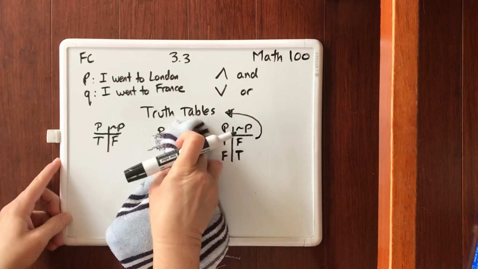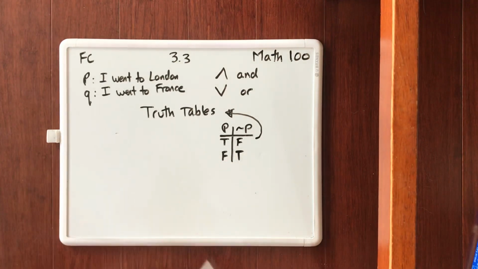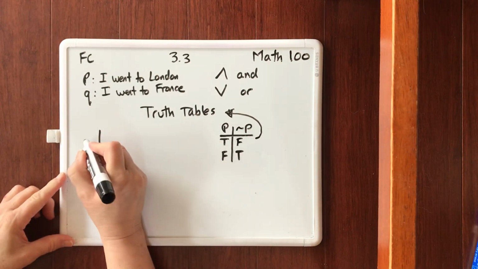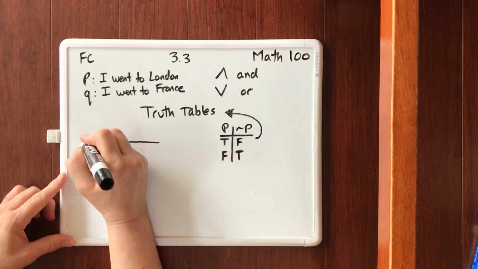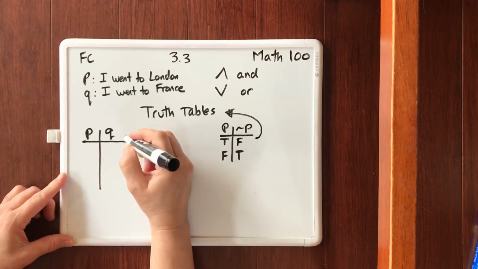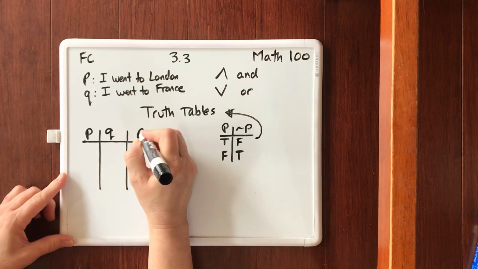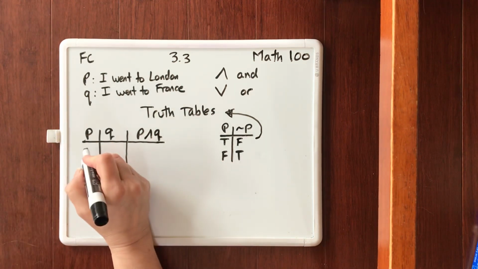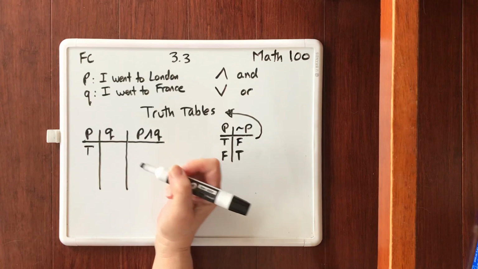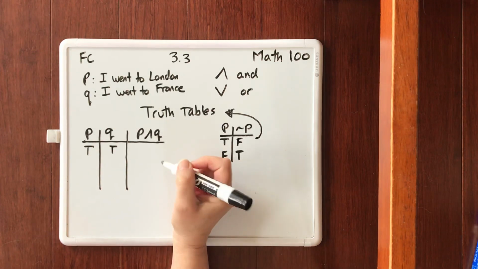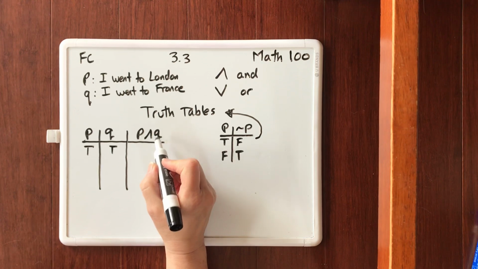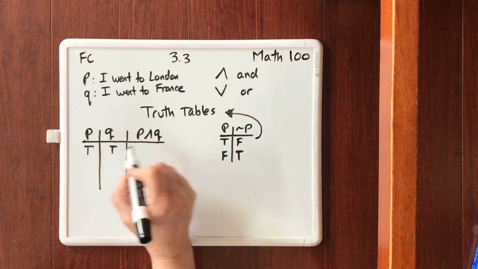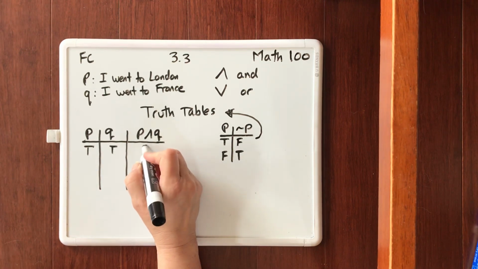Okay, now let's look at an example using these statements, P and Q right here. So we're going to draw a truth table, and we're going to look at it logically to start. Okay, so we have P, we have Q, and then we have P and Q. P is true means I went to London. Q is true, I went to France. P and Q, is it true that we went to London and France? If we went to London, we went to France, it's true we went to London and France. So that's true.